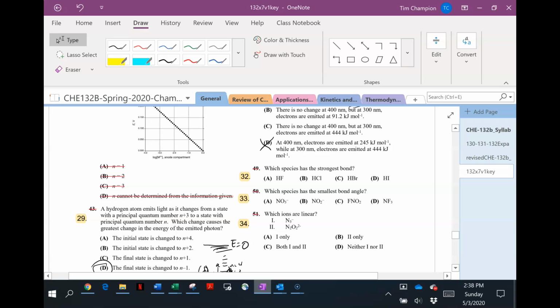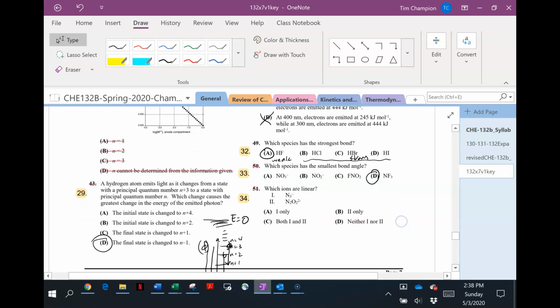Looking at the strongest bond here, that's hydrogen fluoride. If you think about these as acids, these are all strong acids. This is a weak acid, which means that the HF bond is stronger. Looking at the molecular geometry and trying to come up with the smallest bond angle here, we are looking at F3 as the answer, with its trigonal pyramidal structure. The other ones are, I think, more than that.